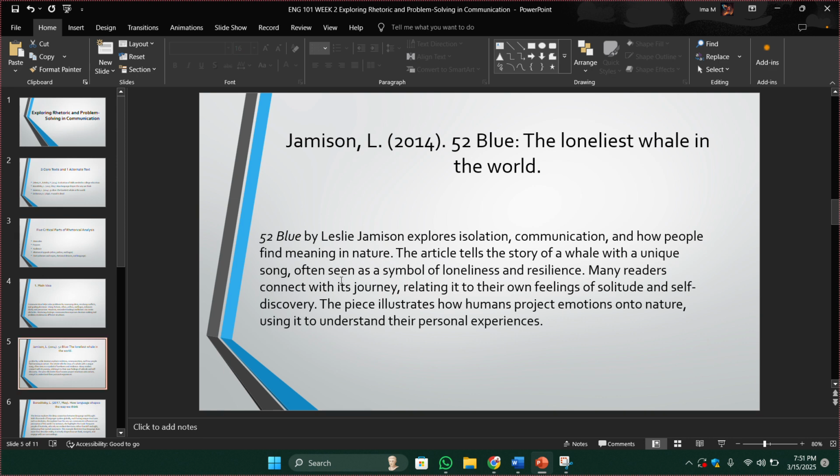Now, this is the article 52 Blue, the loneliest whale in the world by Jamie Lyra, and she talked about how this passage explores isolation, communication, and how people find meaning in nature. It tells the story of a whale that had a unique song, and this can be seen as a symbol of loneliness and resilience, which many readers can connect to in their journey.